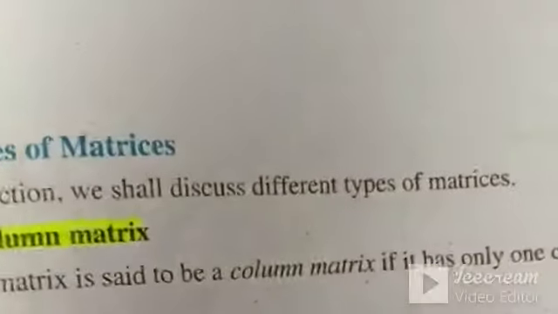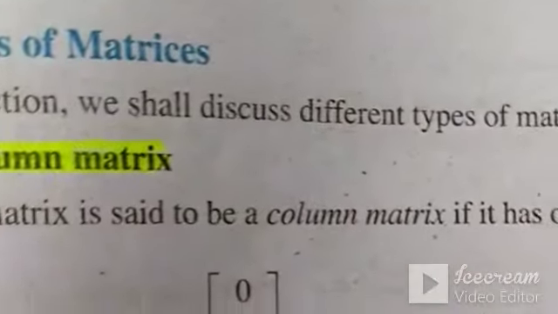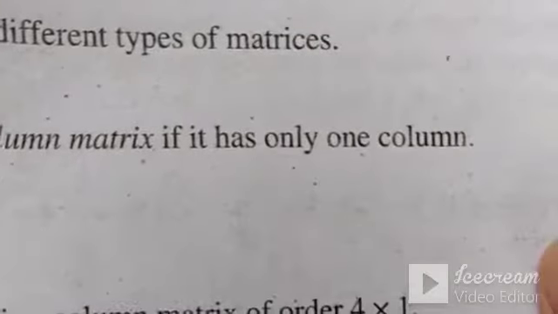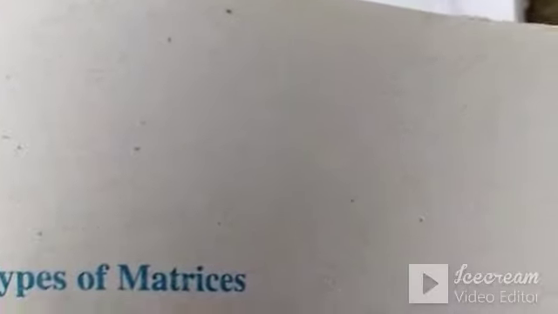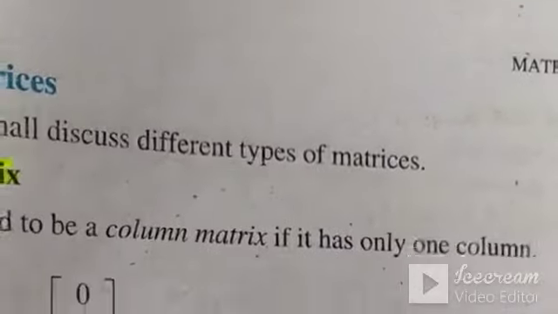Understood what is column matrix? A matrix is said to be column matrix if it has only one column. So remember column matrix definition. A matrix is said to be column matrix if it has only one column.